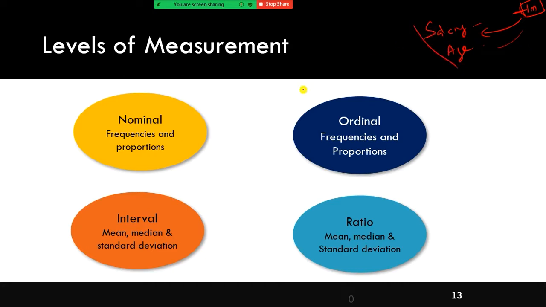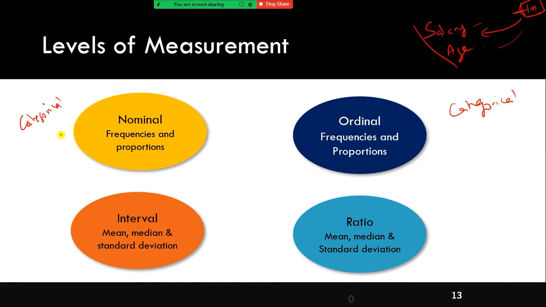Okay, so there are four different scales of measurement. Four different types of variables: nominal type of variable, ordinal type of variable, and we have interval and ratio. So what is a nominal type of data? In the case of nominal, the data can only be categorized. It is also called categorical data. Even ordinal is also kind of categorical.